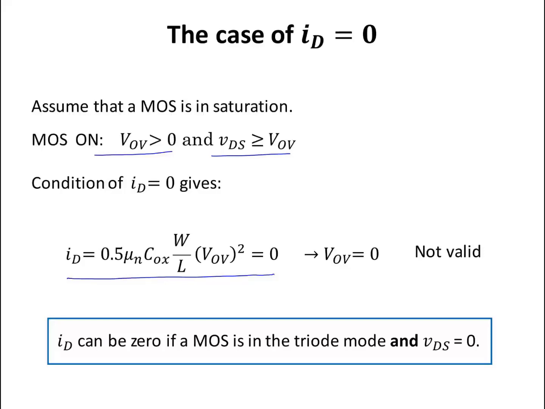This is valid for both PMOS and NMOS transistors. So if you're dealing with a PMOS transistor, it can be on and ID of that transistor would be 0. The transistor operates in the triode mode and the drain-to-source voltage is equal to 0. We're going to use this case for studying and analyzing the CMOS-based inverter circuits.